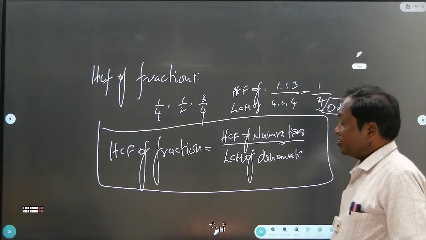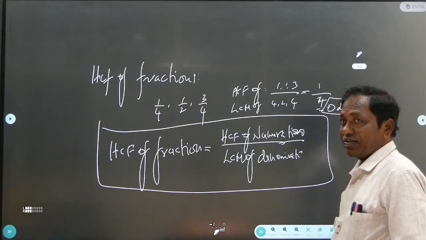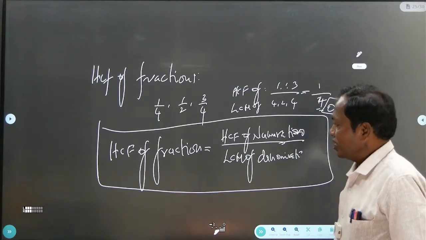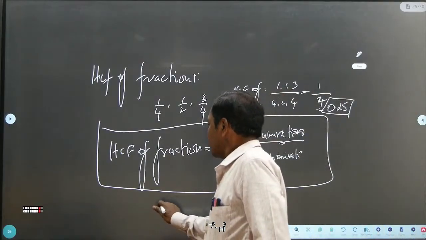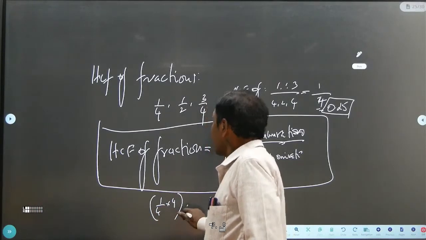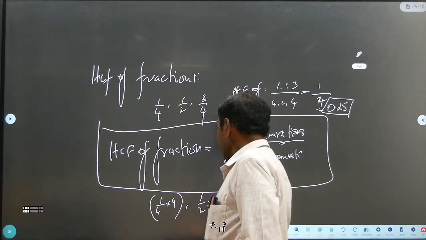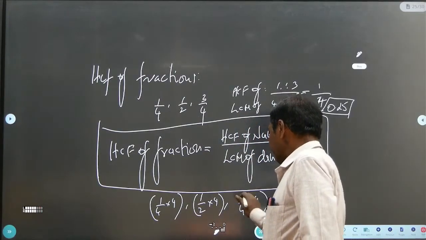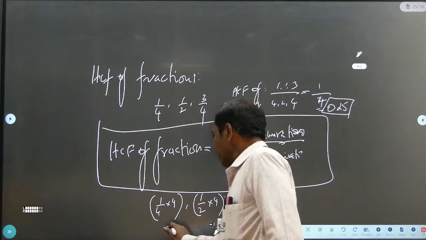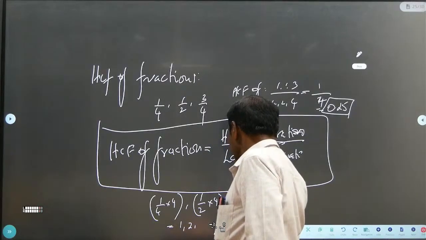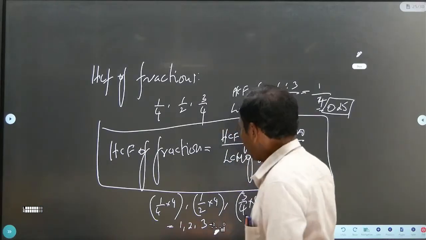What he is telling is the LCM of 4 and 4 is 4. When you are converting to natural numbers, you multiply by 4. See, 1 by 4 into 4, for this one 1 by 2 into 4, for this one 3 by 4 into 4. So you get 1, 2, 3. For this we get 1, this is 2, and this is 3. Here HCF is 1.